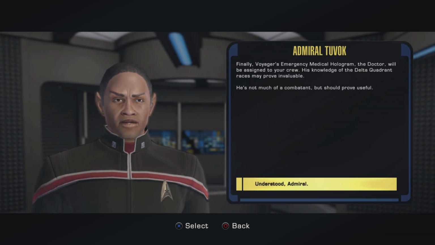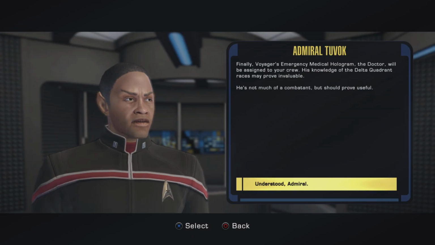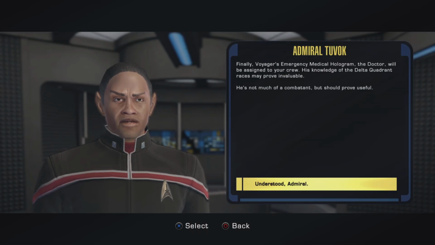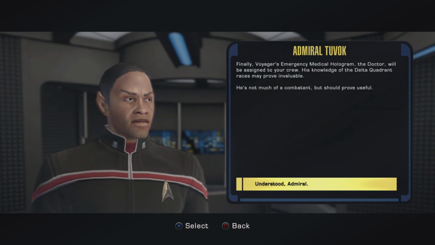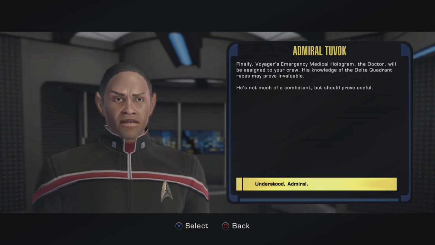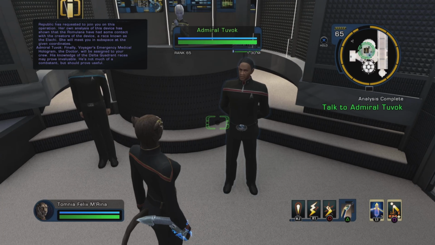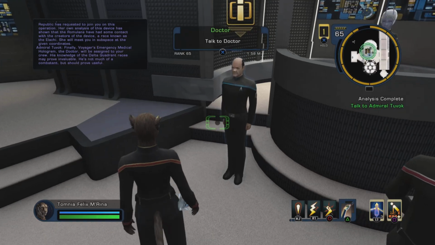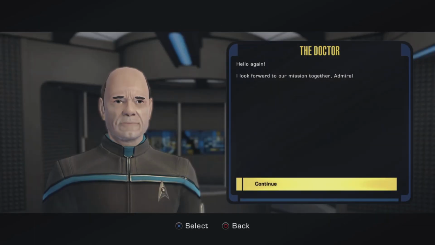Finally, Voyager's emergency medical hologram, the Doctor, will be assigned to your crew. His knowledge of the Delta Quadrant races may prove invaluable. He's not much of a combatant, but should prove useful. Hello again.